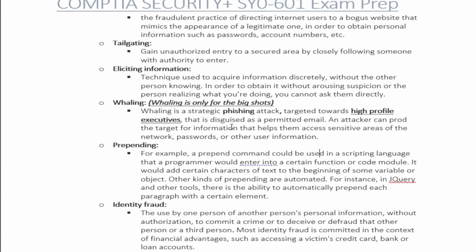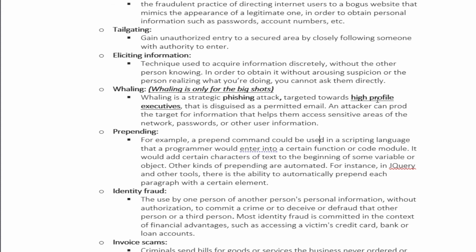Right. Okay, so let's read the whole thing. Whaling is a strategic phishing attack targeted towards high-profile executives that is disguised as a permitted email. Of course, I mean it's established. An attacker can prod the target for information that helps them access sensitive areas of the network, passwords, or other information. Okay, so if you're a big shot, you got whaled. They got some information that only the executives, the CIO, the C-suite folks have. If you get whaled, that means that they are getting some really good detailed information about your company, and the damage is going to be pretty serious.